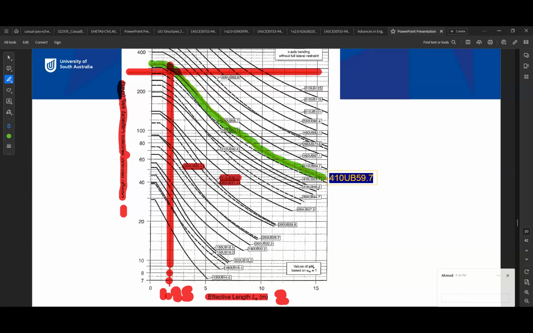Ahmed, can I ask something? Can that distance be below zero? Sorry, can you say again? Can the unsupported length be zero? Yeah, can it be below zero? No, it can't be. It has to be something, doesn't it? So it has to be above zero. Yeah. Otherwise, you are like putting a beam.